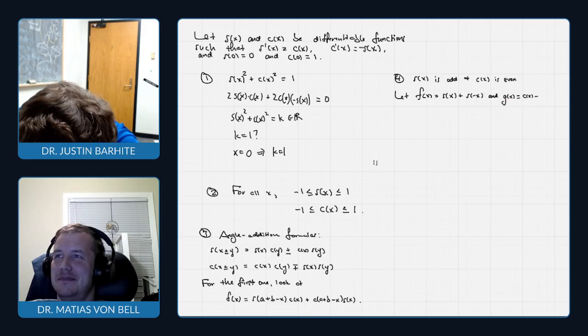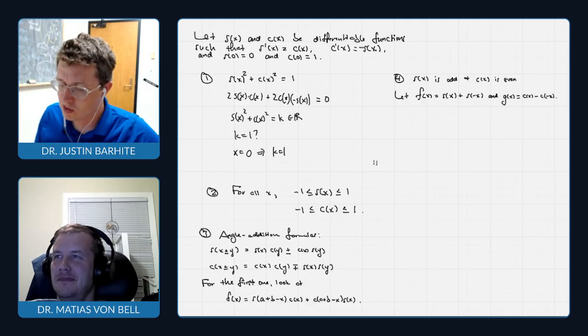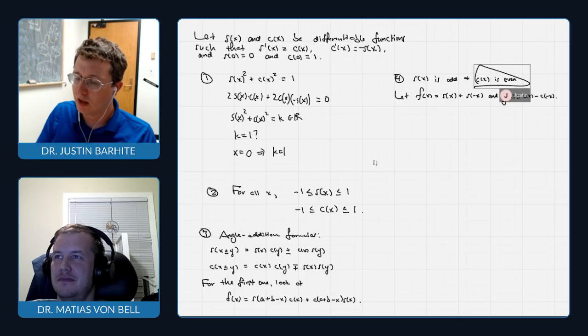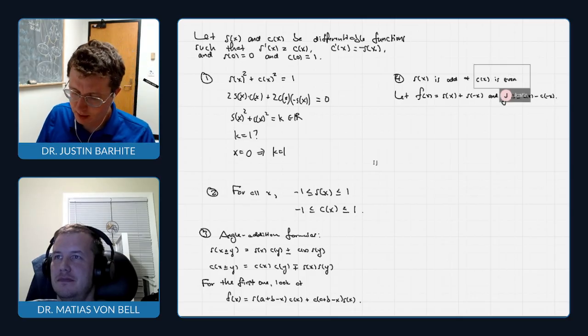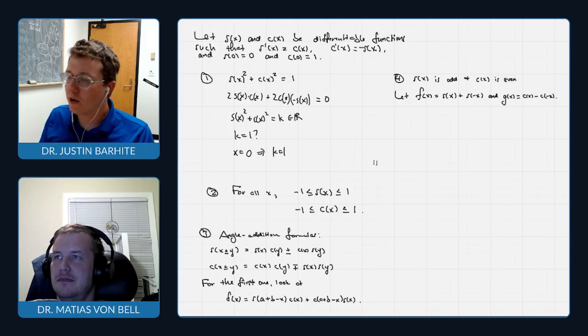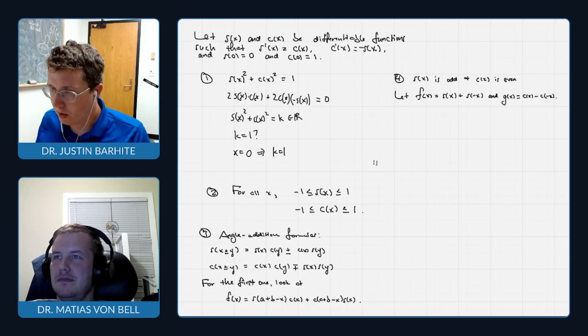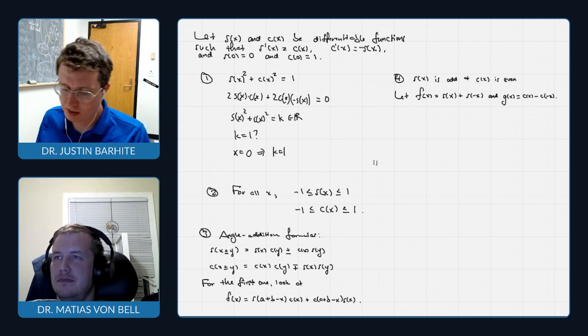Okay, and then I'm going to define g of x to be c of x minus c of minus x. Again, showing that c of x is even is equivalent to showing that g of x is 0. Now you might think, how do I show something is identically 0? Well, our strategy has been to show that the derivative is 0 and then use an initial condition. But what do you get if you differentiate f?